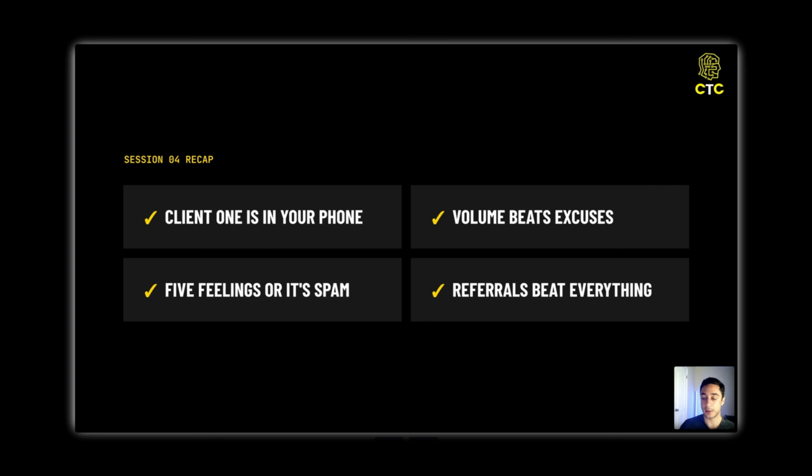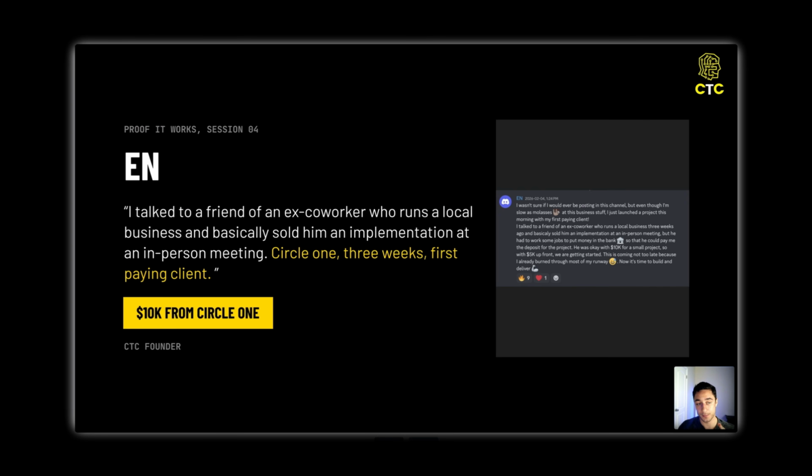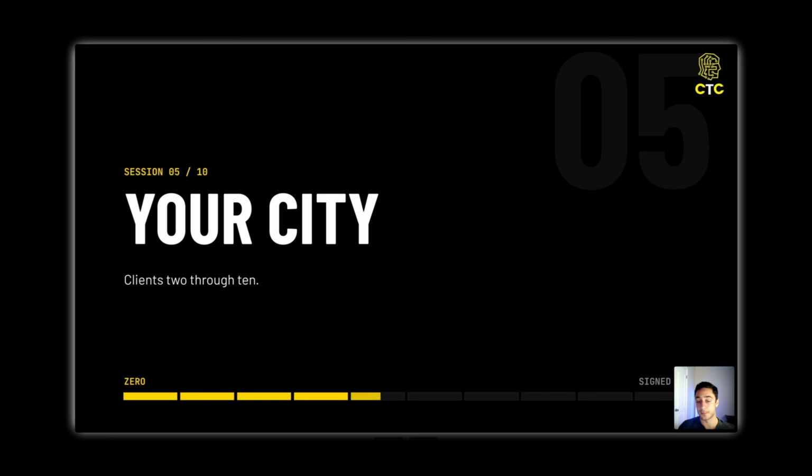So let's recap everything. Client one is not going to come from sending a bunch of random cold emails to people, okay? Client one is going to come from somebody in your phone. Volume is going to beat any type of excuse that you're going to come up with. Remember the 5 feelings, or it's going to go straight to spam, even IRL. And referrals are going to beat every other form of client acquisition. And perfect example of this is once again Ian. And I'm quoting this: I talked to a friend of an ex-coworker who runs a local business and basically sold him an implementation at an in-person meeting. So it was this first circle, within 3 weeks, got the first paying client, okay?